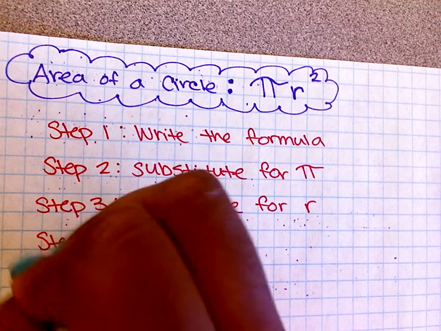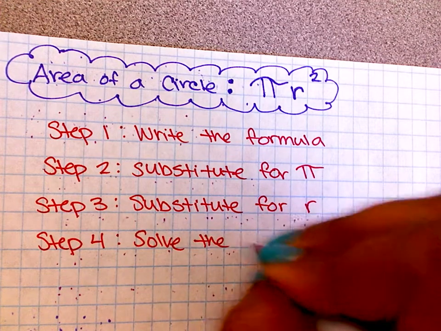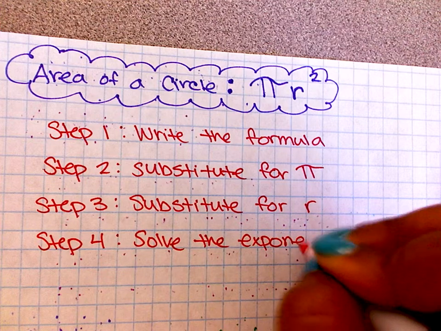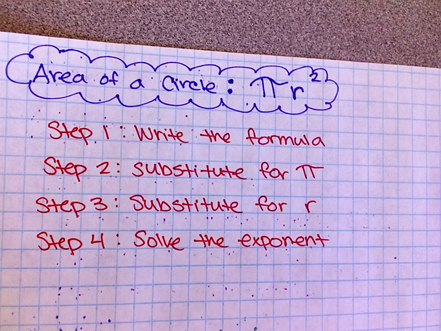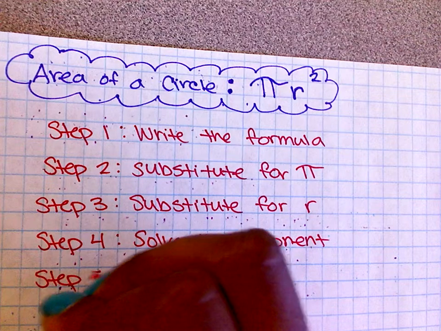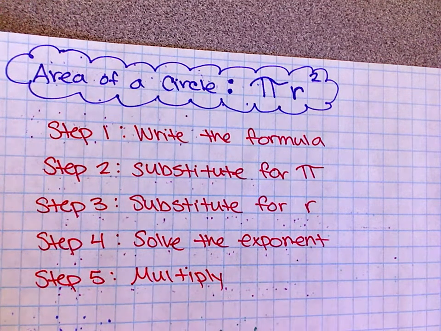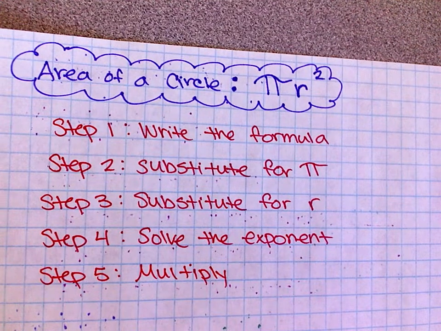Step 4, solve the exponent. That means figure out the r squared. So square it first. And lastly, you'll multiply it by 3.14. So you're taking the formula, just like we've been doing algebraically, replacing in the numbers for the letters or symbols, and then solve. That's it.